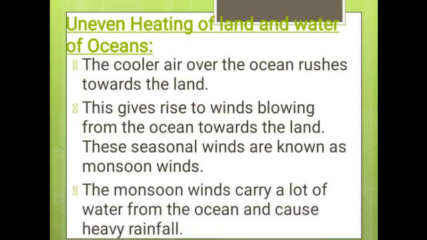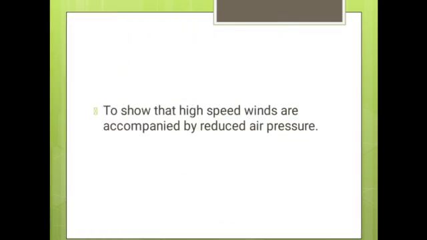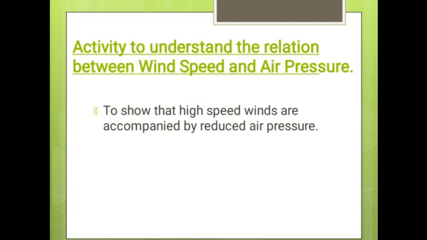In India, wind blowing from the southwest direction during summer brings heavy rainfall. During winter, wind blows from the land to the ocean, because land cools down faster than the water in the ocean. The warm air above the ocean rises and creates a low pressure area, and the cooler air from the land rushes towards the ocean, and these winds bring a small amount of rain in the winter. This is all about the uneven heating of land and water. Now let us watch the video to understand the relationship between wind speed and air pressure.